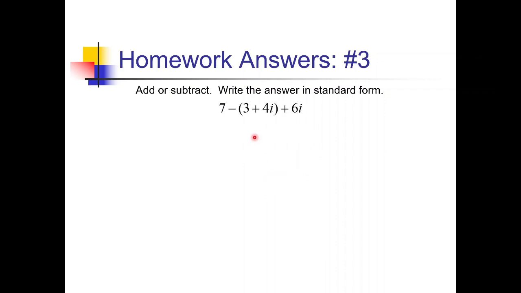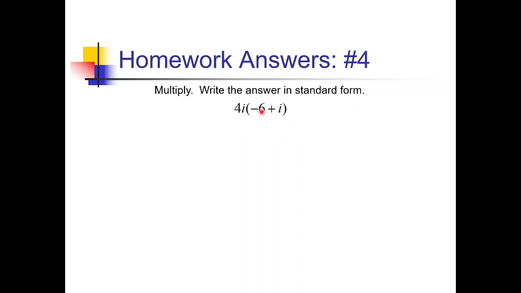On this one, we just need to distribute and combine like terms. So we've got 7 minus 3 and then minus 4i. That negative 1 gets distributed to everything in there. And then that plus 6i is still hanging around. So we've got 7 minus 3, which is 4. Negative 4i and positive 6i adds up to positive 2i. And that's it.